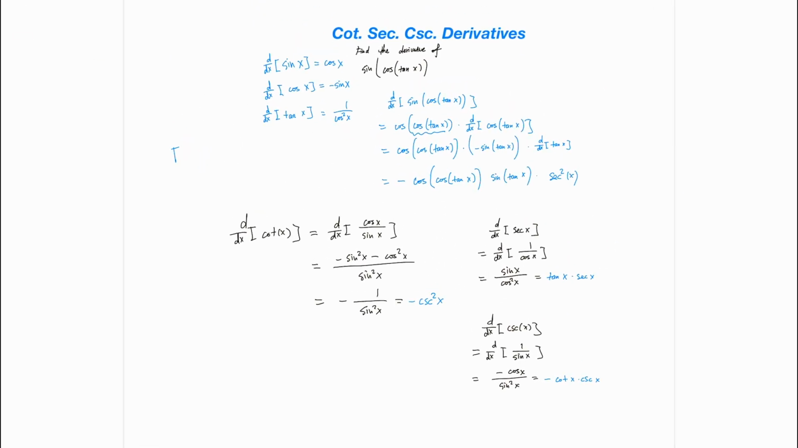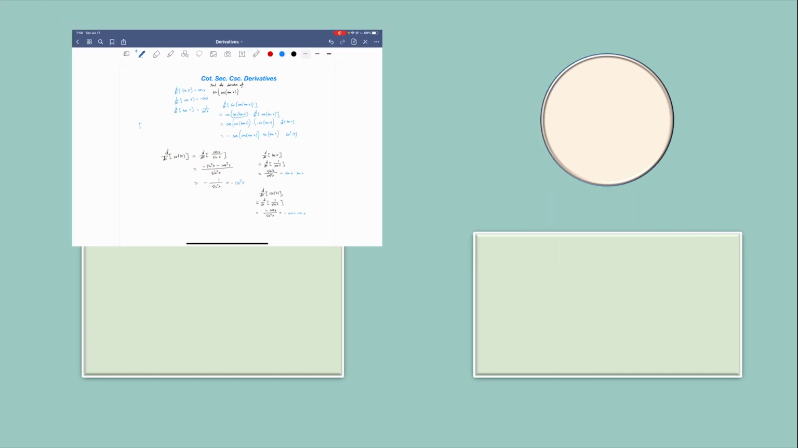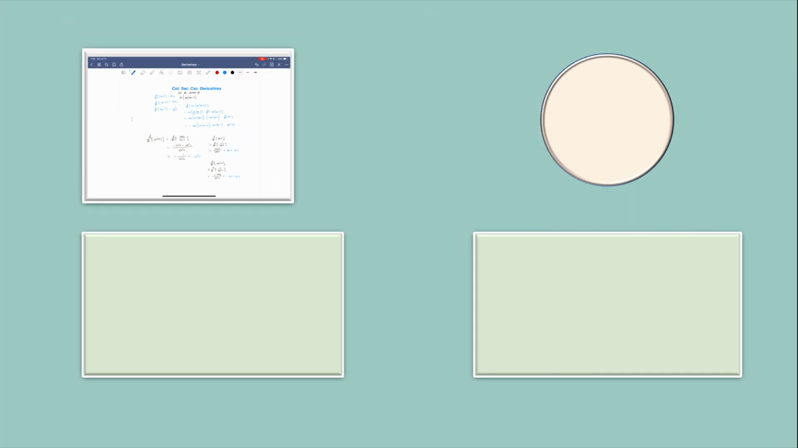The cotangent, secant, and cosecant derivatives. They're not so hard to derive just from the sine derivative. And honestly, you just need to remember the sine derivative and cosine derivative for you to do well in trigonometric differentiation.